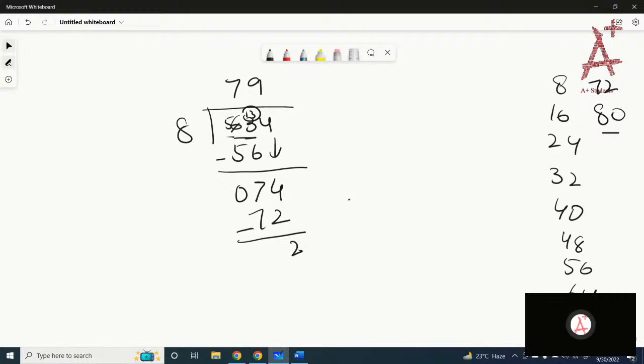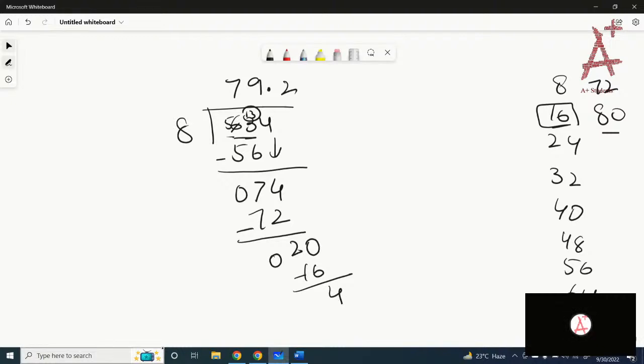4 subtract 2 is 2 and 7 subtract 7 is 0. Now we have a 2 over here. We don't have any other digit to bring down. So just put a decimal point over here and a 0 over here. Got it? Now you have to count a table of 8 until you get 20 or a number that is less than 20. So we can go for 8 times 2. 8 times 2 is 16. And 20 subtract 16 is 4.